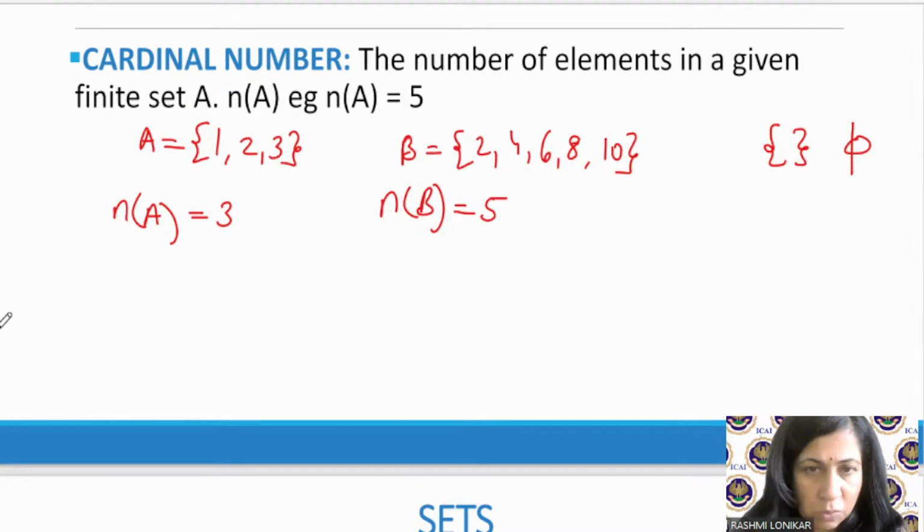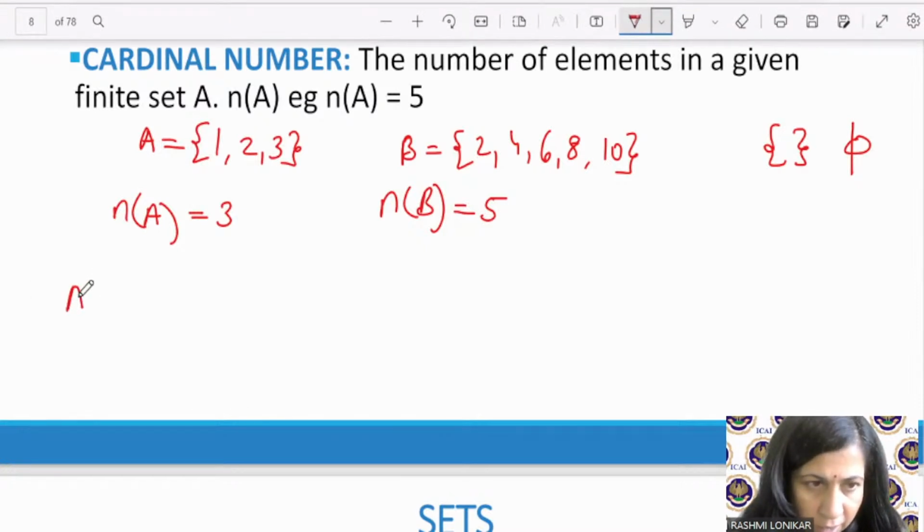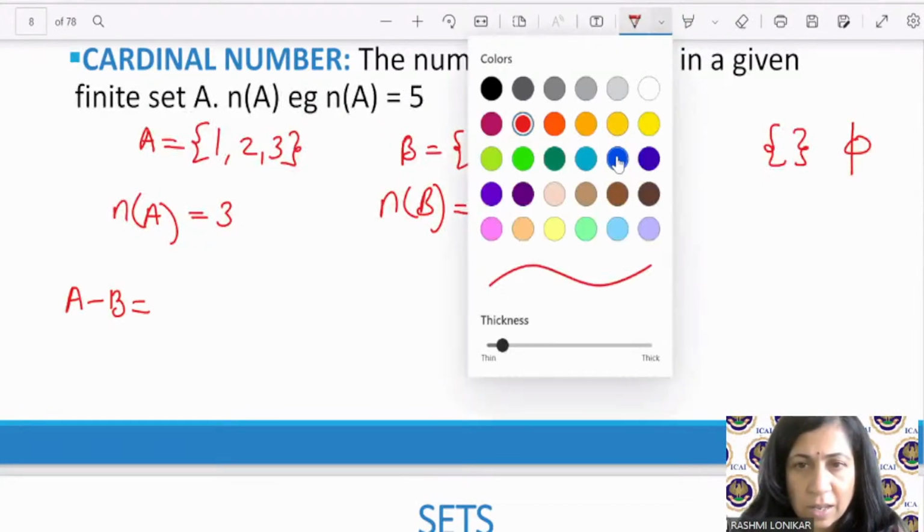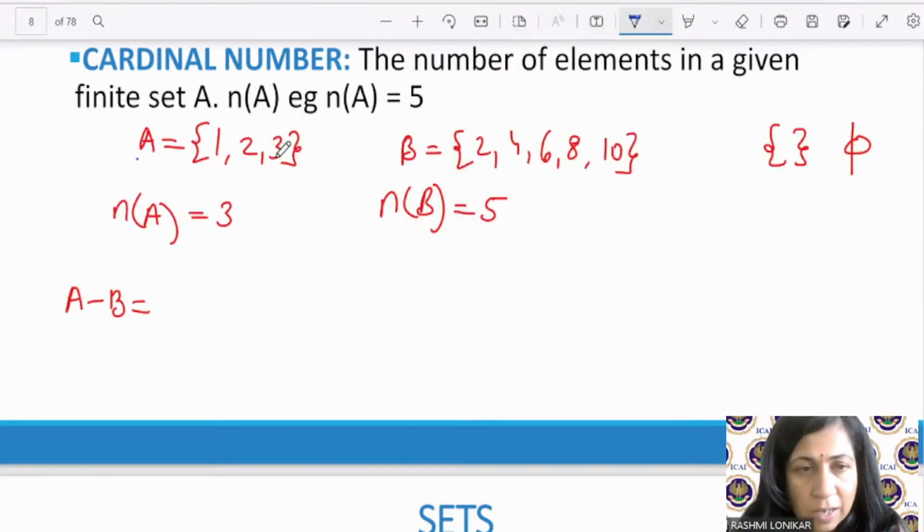Okay, A minus B means what? Suppose I consider this. This is my A and this is my B. A minus B: I check whether all the elements of A are present in B. If they are present in B, I will not write them. If they are not present in B, I will write them. Like let us check 1. Is 1 present in B? No. So I will write it. 2, is it present in B? Yes. So I will not write it. Then 3, is it present in B? No. So I will write it. And there are no other elements. So this is A minus B.